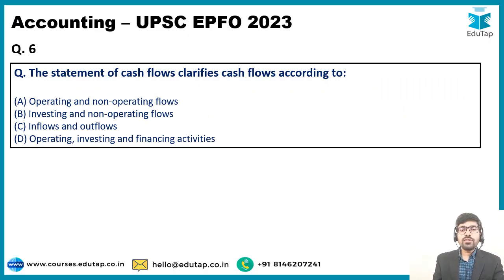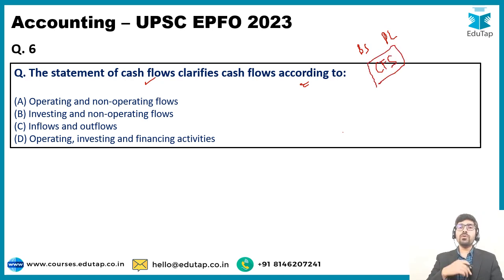Now we have the next question. The statement of cash flows clarifies cash flows according to. Now when we talk about the financial statements of a company, we all know balance sheet and PL is there. But there is another very important financial statement, which is cash flow statement, which talks about the flow of cash and cash equivalents during the year.